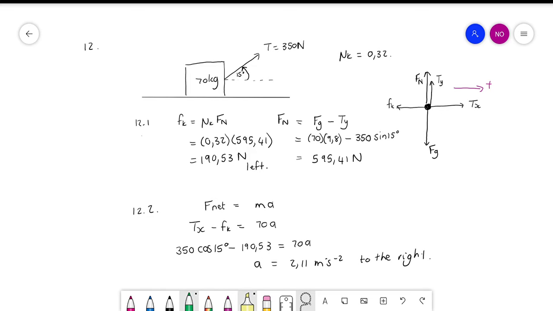Okay, so number 12 actually also has a bit of theory that we need to chat about. Hulle sê vir ons 'n trekkrag van 350 Newton maak 'n hoek van 15 grade met die horisontaal en werk in op 'n krat met 'n massa van 70 kg, and they also give us the coefficient is 0,32. Dan sê hulle vir jou bereken die kinetiese wrywing wat die krat ervaar.